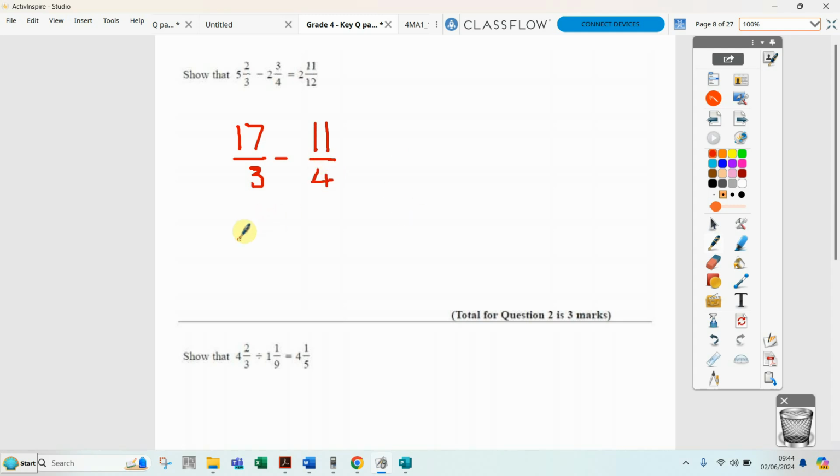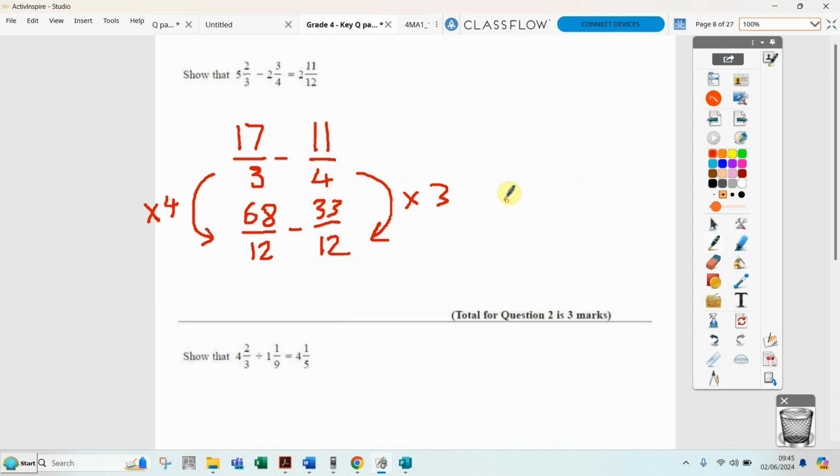Okay, and when you have to add or subtract fractions, you need a common denominator. So let's make them both out of 12, because 3 and 4 go into 12. What do you do to make 3 into 12? Times it by 4. Do the same to 17. What do you do to get from 4 to 12? Times by 3. Do the same to 11. Okay, and then you take away on the top. 68 take away 33 is 35. Okay, so it's 35 over 12. And then you just need to write down that this is equal to the exam board's answer, like this.